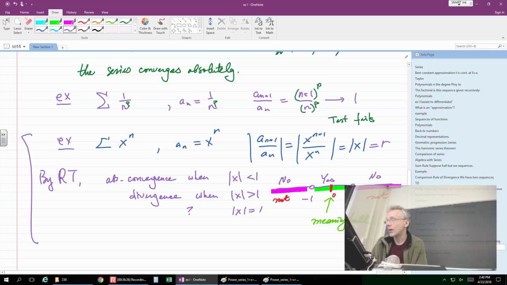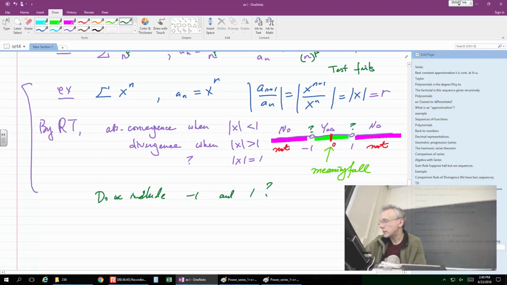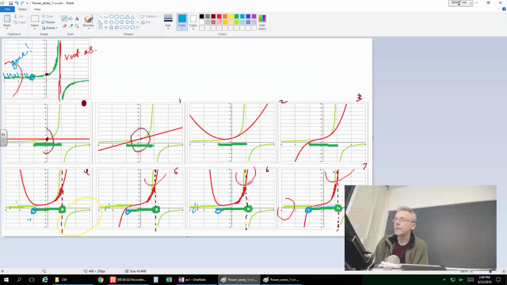Okay, as you can see, the interval is between -1 and 1, but the question remains: are -1 and 1 included? So do we include -1 and 1? Okay, so let's take a look at the picture. So, do we include 1?